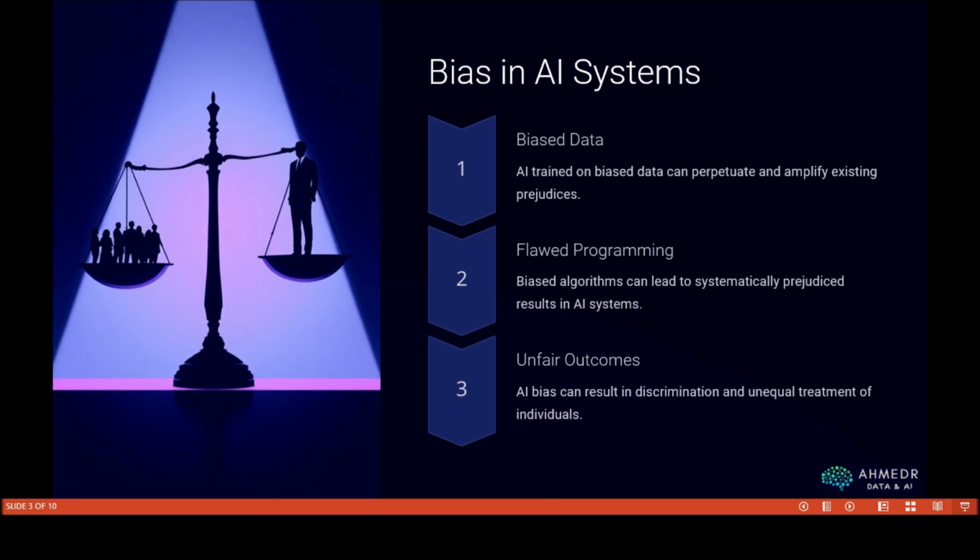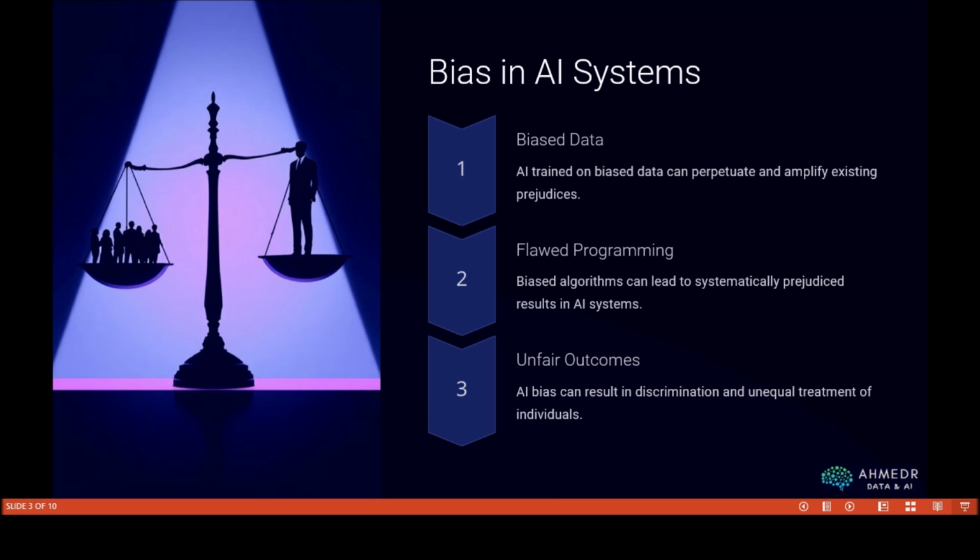But how is bias introduced into AI? Bias can enter AI systems in many ways. One of the most common ways is through biased training data. If an AI model is trained on data that reflects societal biases such as gender, racial, or cultural biases, the model may learn to replicate these biases. For example, facial recognition systems trained heavily on white faces may struggle to accurately recognize people of color.